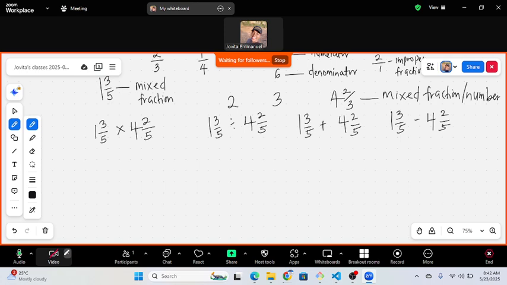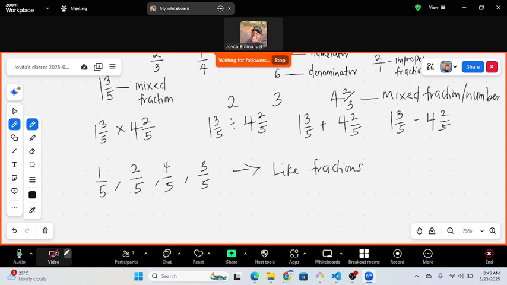Numbers with similar denominators are called like fractions. Look at this: 1 over 5, 2 over 5, 4 over 5, 3 over 5. They are all called like fractions. You know why they are like fractions? Because their denominators are the same. Whenever you see fractions with similar denominators, those numbers are called like fractions.